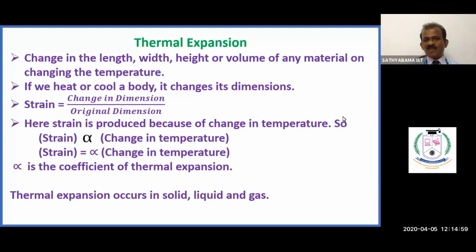Because of this change in dimension, we are getting strain. So strain is nothing but change in dimension by original dimension. Here, the strain is produced because of the change in temperature only. Therefore, strain is directly proportional to change in temperature. Equate this with one constant, alpha. Alpha is the constant of proportionality, also called the coefficient of thermal expansion. Thermal expansion occurs in solid, liquid and gas.